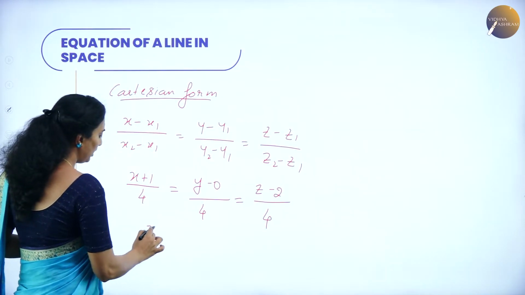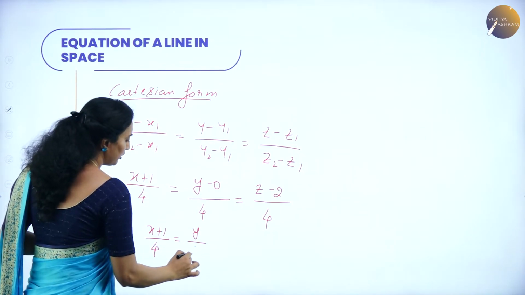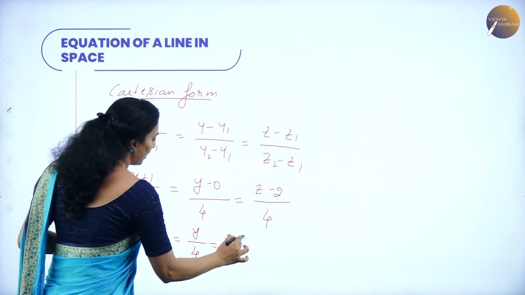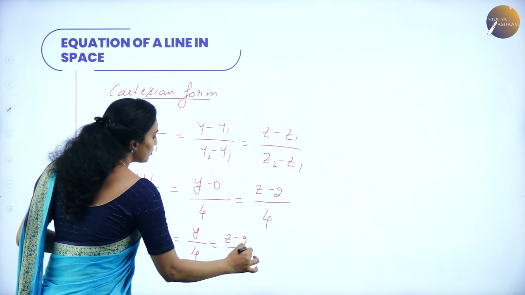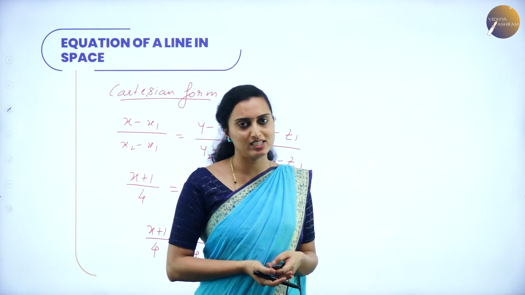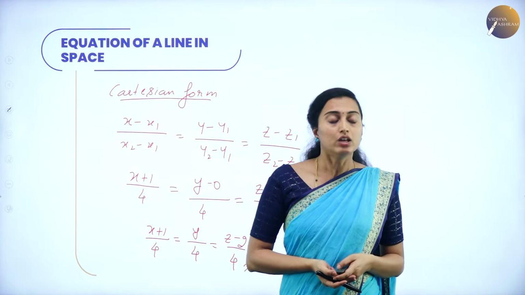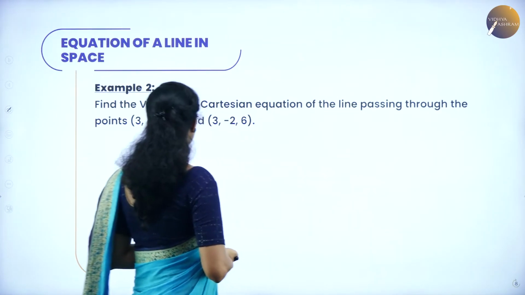So we can equate that (x plus 1) divided by 4 is equal to y divided by 4 is equal to (z minus 2) divided by 4. This is known as the Cartesian form. That's it, dears. I hope you understood this step. Now we'll be moving on to the next one.